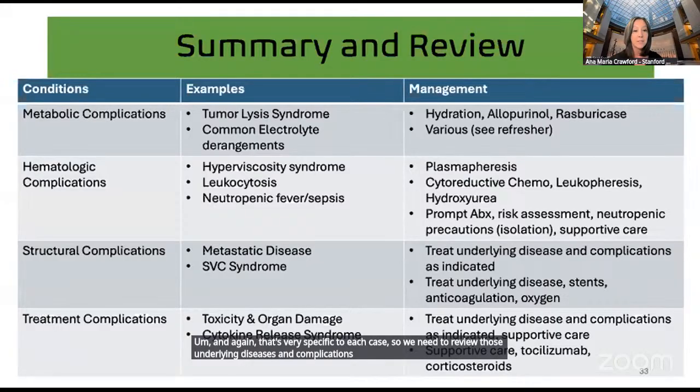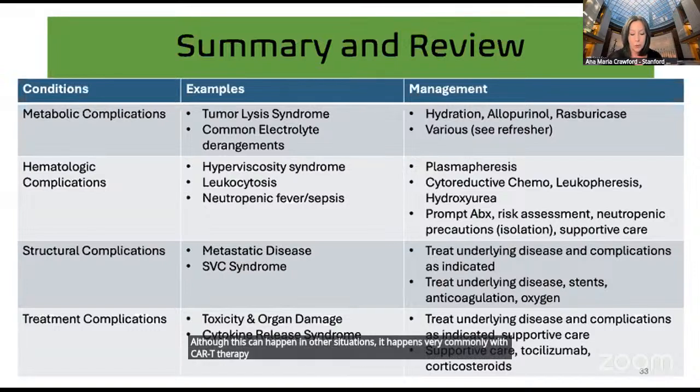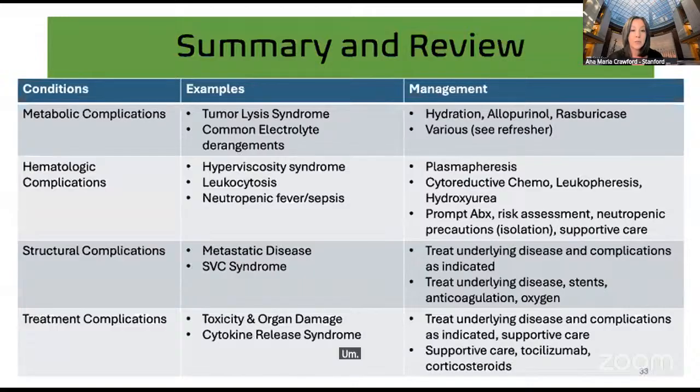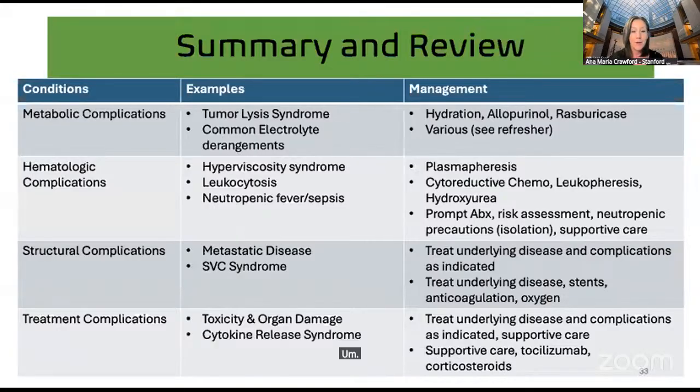More specifically, we talked about cytokine release syndrome. Although this can happen in other situations, it happens very commonly with CAR T therapy, a newer oncologic intervention. It requires supportive care, but if it's in grade 2, 3, or 4, those patients may need ICU level care, and grades 3 and 4 is where we start to consider steroids or tocilizumab therapy for that. So this is a summary.